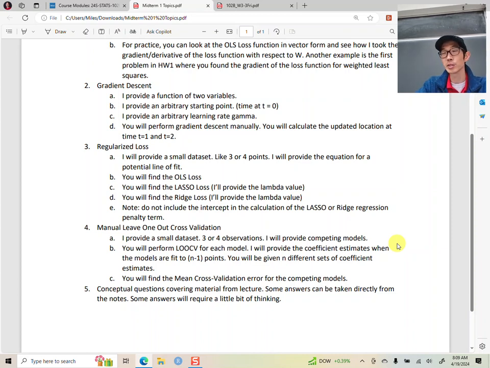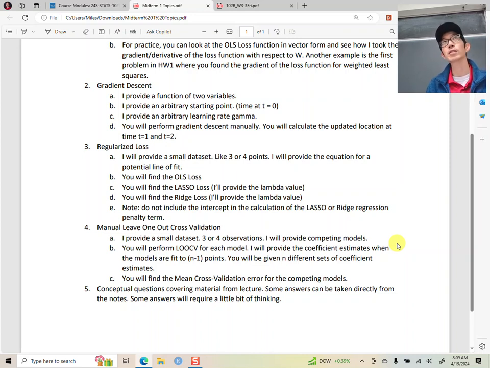So when you do leave one out cross-validation, I'll give you the model when you have n-1 points. If you have 4 points, I will fit the model to the 3 remaining points, and I'll say this is what the coefficients are there, and using that you'll have to figure out what the predicted value is for the point that we left out.